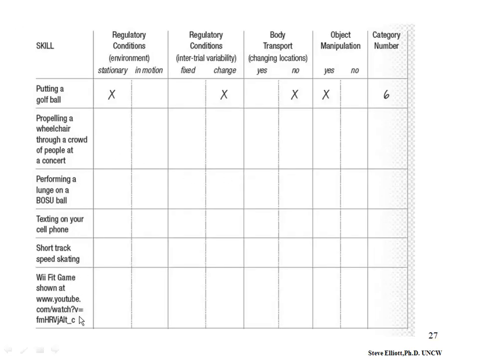And then we can try to figure the rest of these out ourselves. Propelling a wheelchair through a crowd of people at a concert. Well, I would say that the environment is probably in motion. I would say that the regulatory conditions, each time the person performs that skill, it's probably going to be changing or different. That the body is moving different locations. And you could argue that the wheelchair itself is an object.